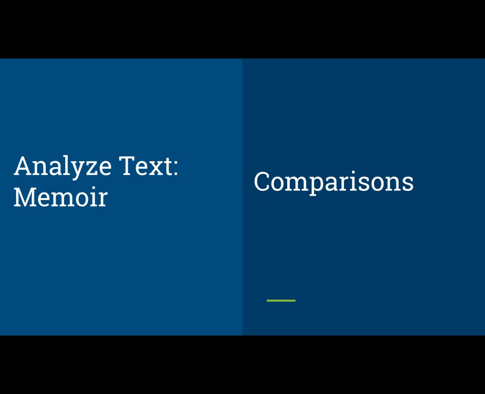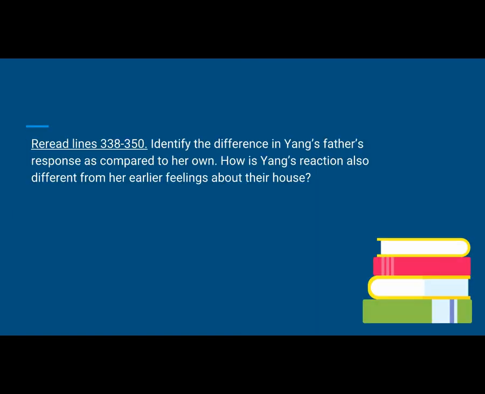The next part of the memoir, Yang compares her father's reaction to their situation to the feelings she has about their lives. Reread lines 338 through 350. Identify the difference in Yang's father's response as compared to her own. How is Yang's reaction also different from her earlier feelings about their house? Pause while you think.